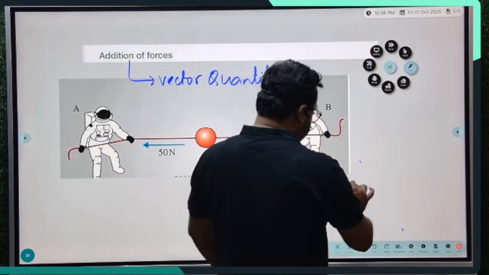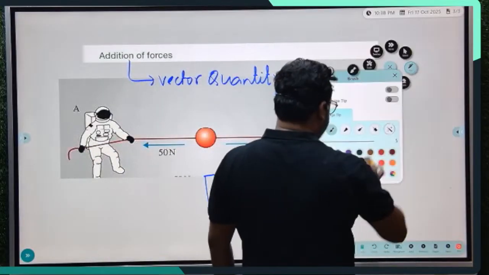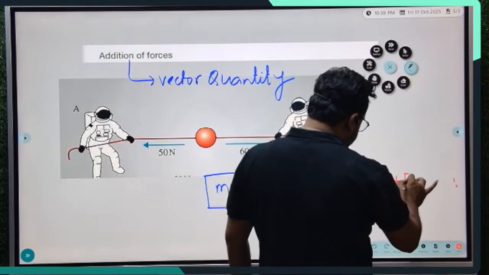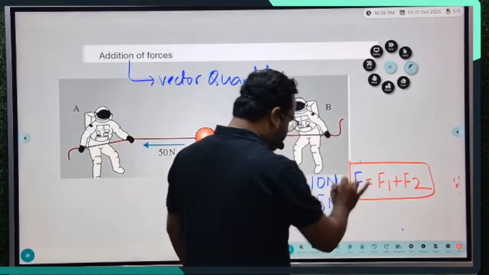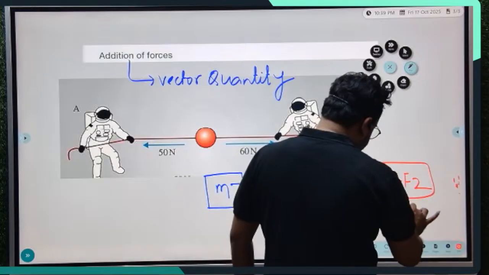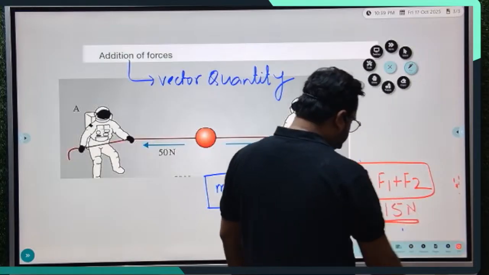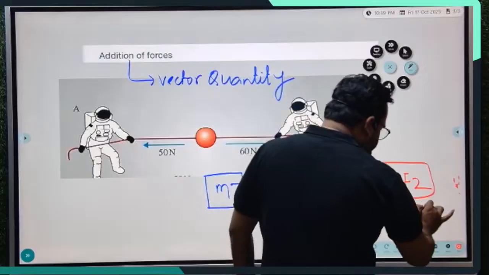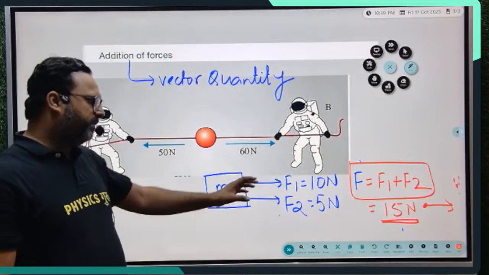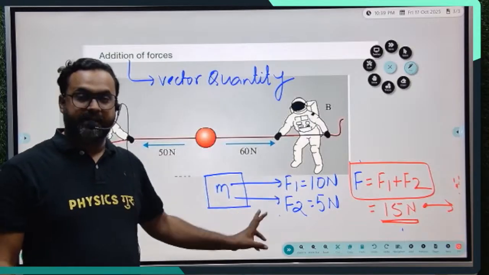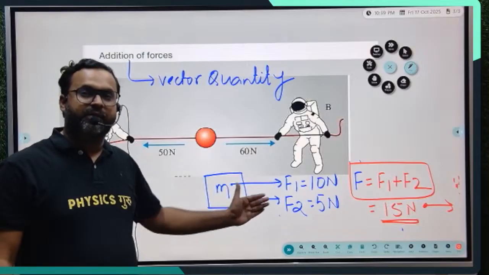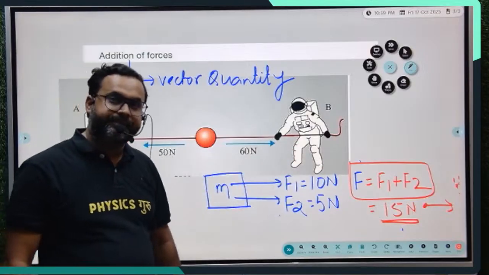If I want to find total force that is acting on this body, which is nothing but the addition of these two forces. So F is equal to F1 plus F2. So 10 plus 5, that is 15 Newton, in the direction of right hand side. So we normally add the forces and the direction is always in the direction of greater force. In this particular case, it is acting towards the right hand side.